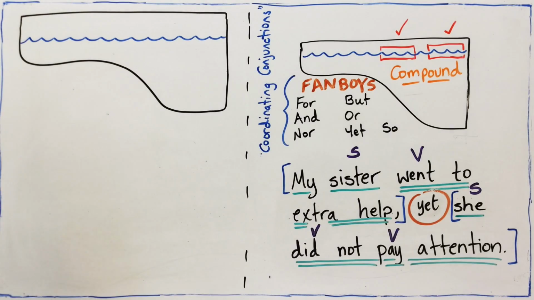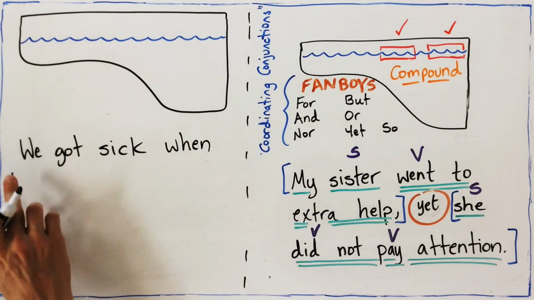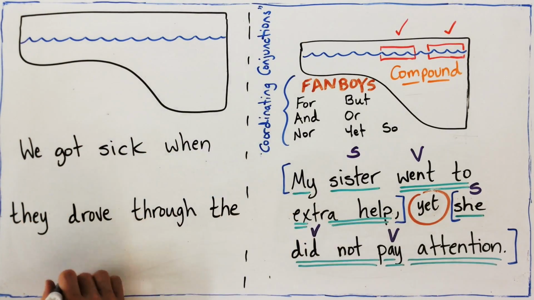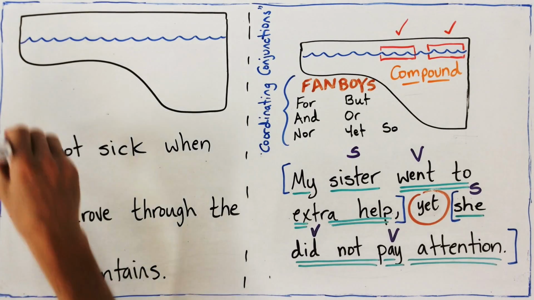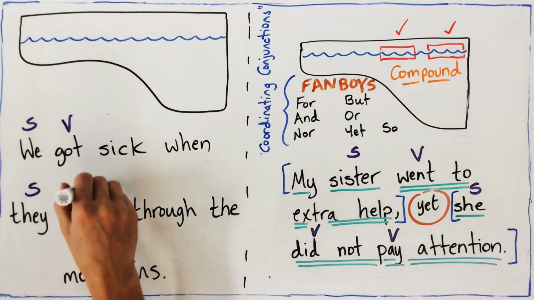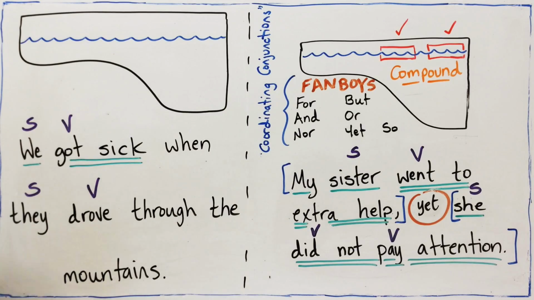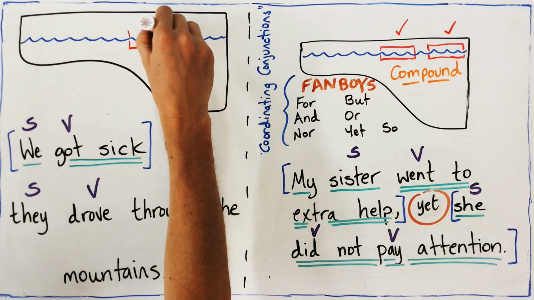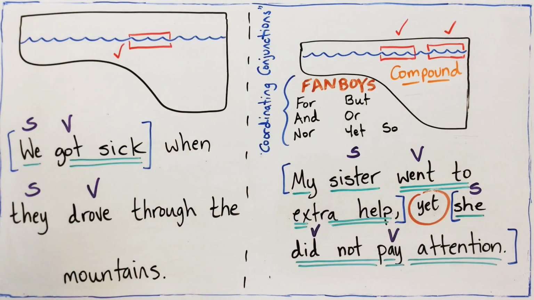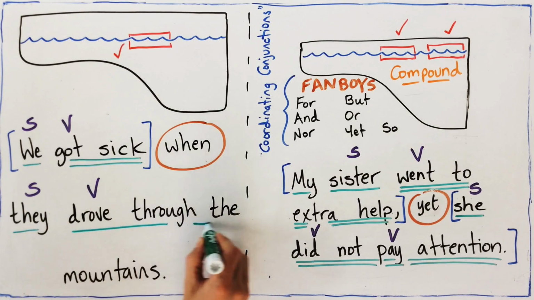Let's return to the idea of the swimming pool and write another sentence. As we've been doing, let's look at the clauses. Okay, clause 1. We got sick. The complete subject is just one word, same as a simple subject. Got sick, our complete predicate. We'll look at clause 2 in a second, but let's start here. We got sick. By itself, it floats. That's an independent clause. Now you might be thinking, hey, this is starting to sound like a compound sentence, but look, no fanboys. When is not a fanboys. We'll come back to that.